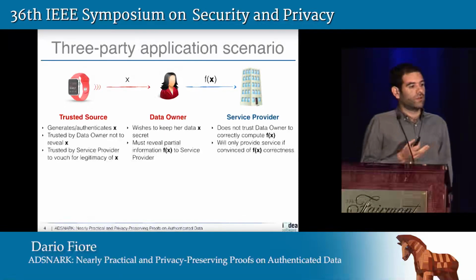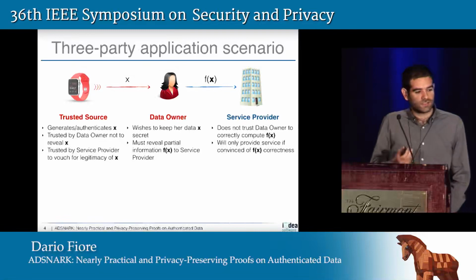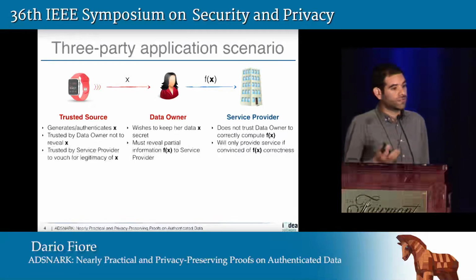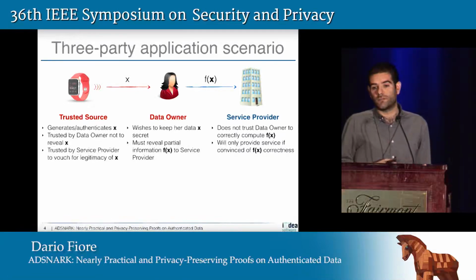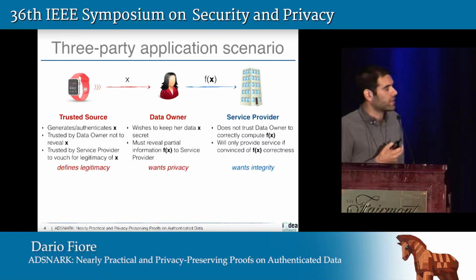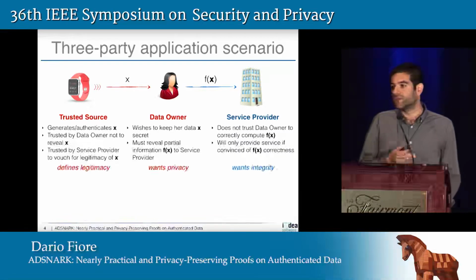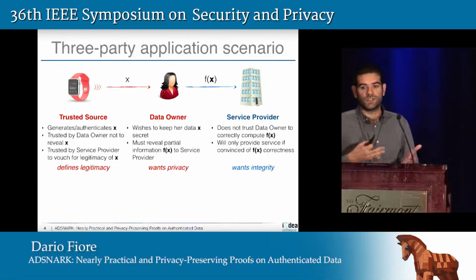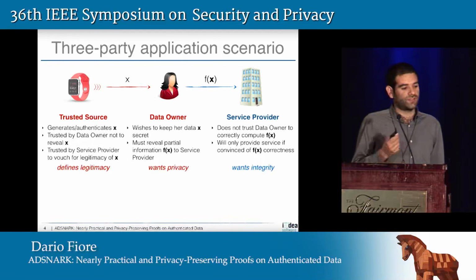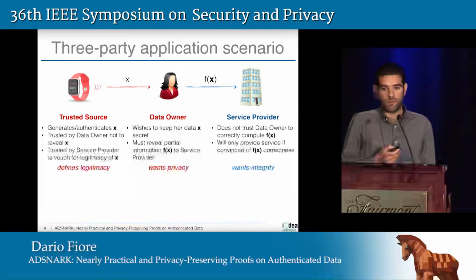And the service provider, on the other end, does not trust the data owner to correctly compute this aggregation f of x, and it's important that it only provides the service if it's convinced about that. So in terms of properties, the trusted source defines legitimacy, that is, what is legitimate data, the data owner is the one that wants privacy, and the service provider wants integrity.